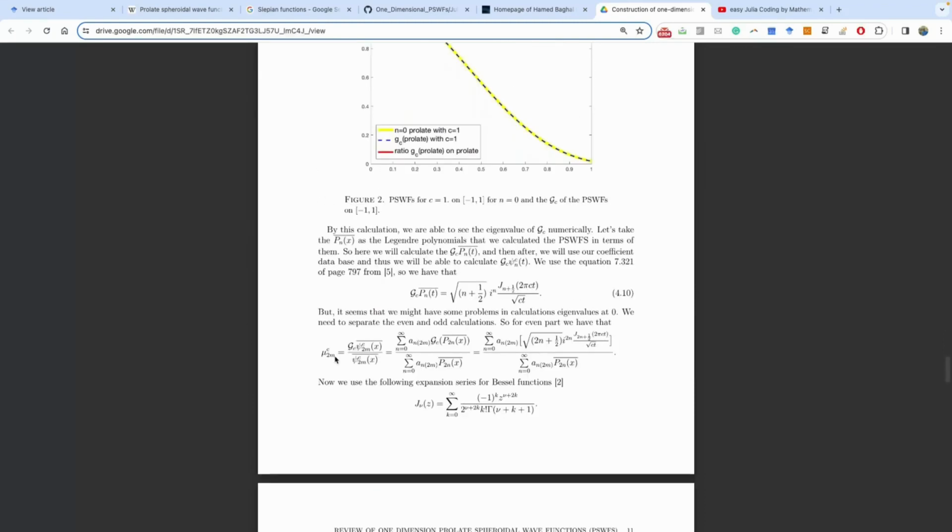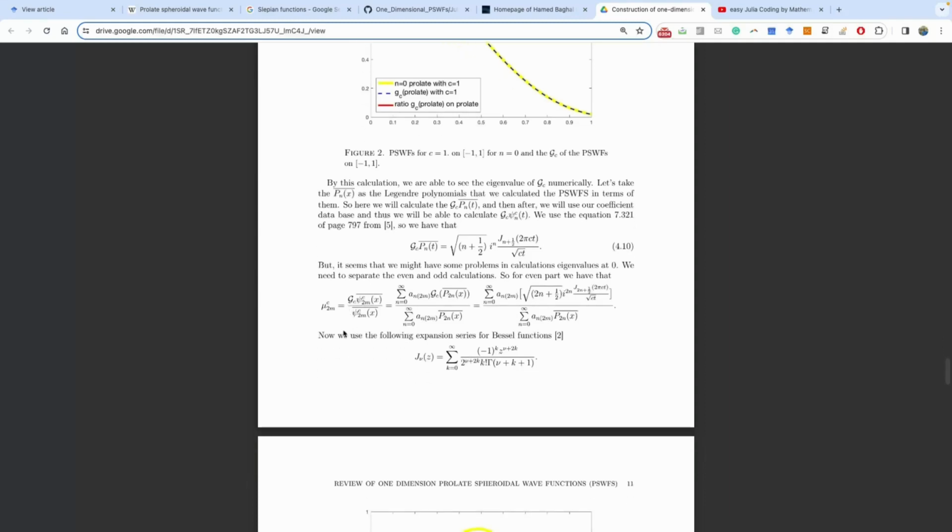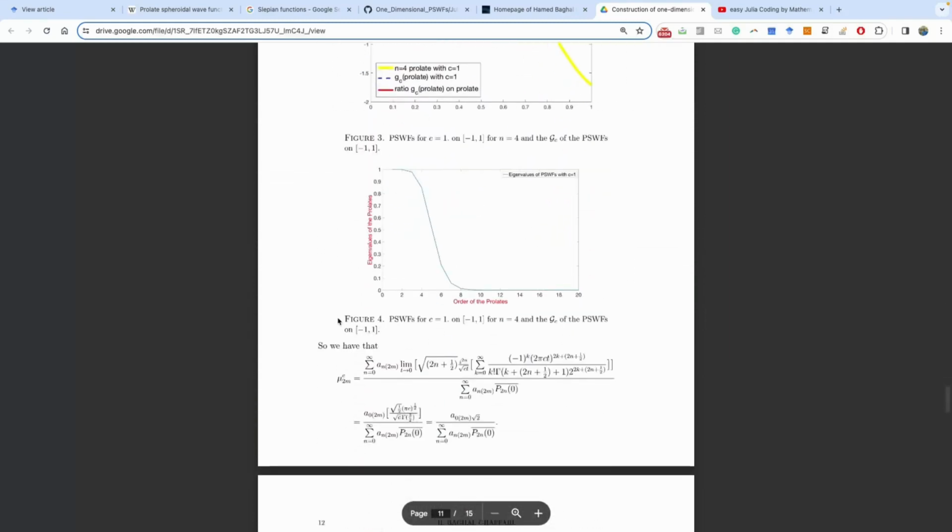prolate itself. We divide the computation of the eigenvalues into two parts, the even eigenvalues and the odd eigenvalues. The even eigenvalues correspond with the even order of the prolate functions. So we see that obviously this eigenvalue is equal to this fraction. Okay, so we are able to reduce the calculation of the even eigenvalue to only this part.